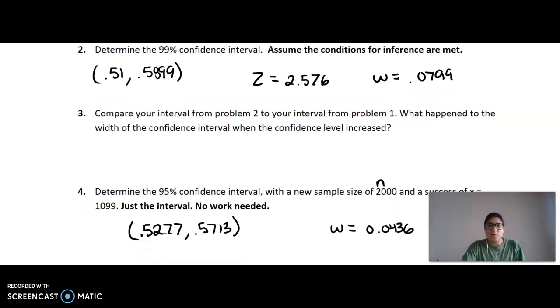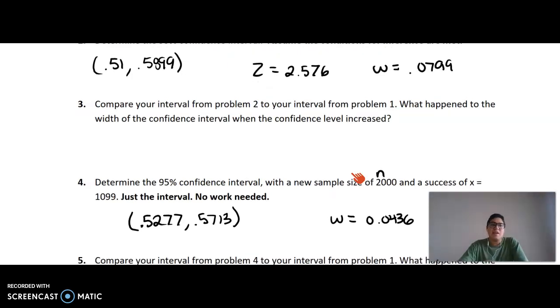So let's look here at the fourth case. Let's suppose we're going to use a different sample size of 2,000, and now a success count of 1099. When I calculate the 95% interval with a sample size of 2,000 and a success count of 1099, I now get the following interval, and the width of this interval is about 0.04.